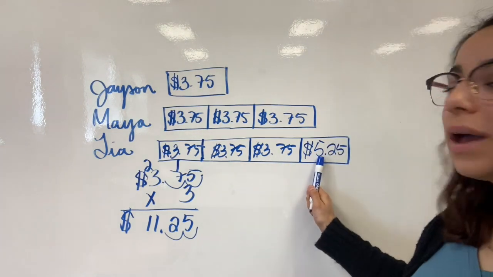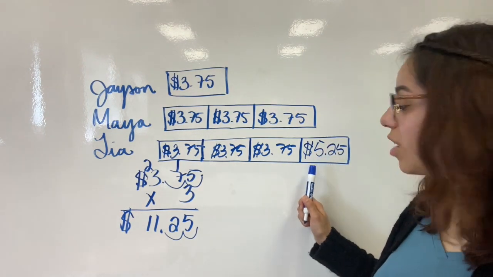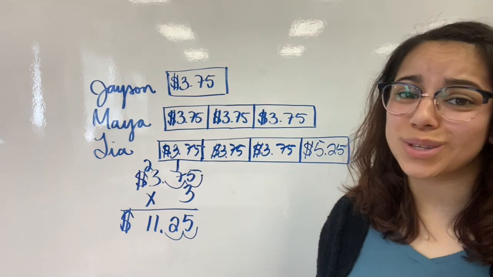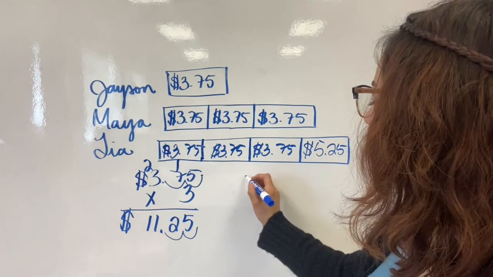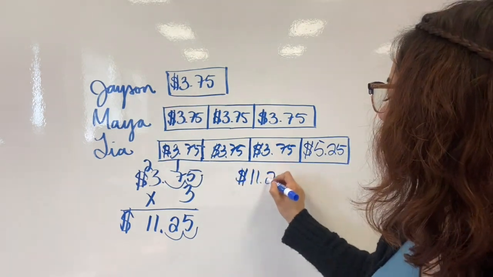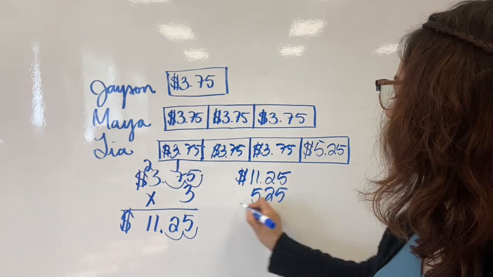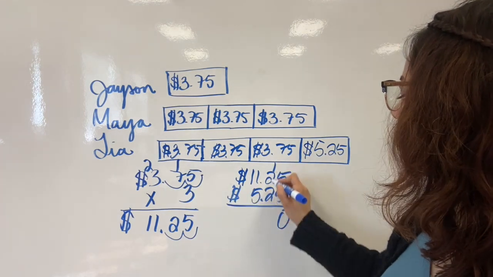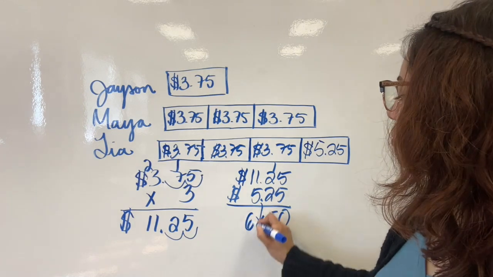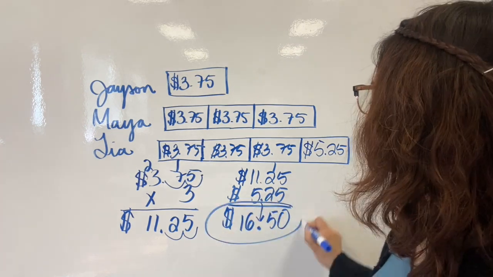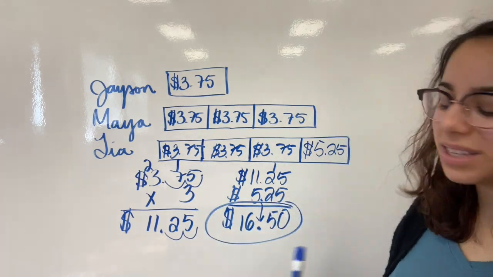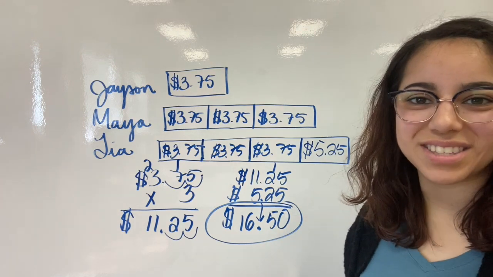Now, there was one amount that was a little bit more, which was the $5.25. All we're going to do is add that amount. So I'm going to line up my decimals. Awesome. And there is our amount. Tia spent $16.50 at the fair.